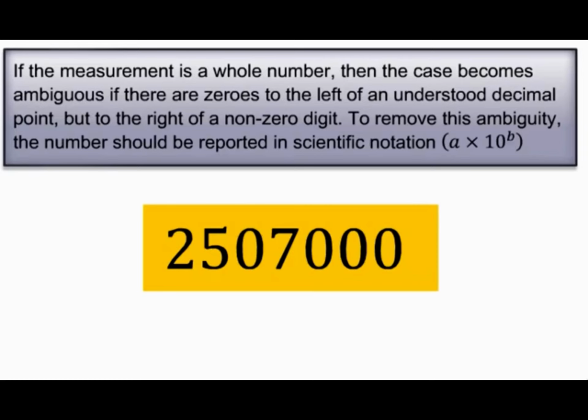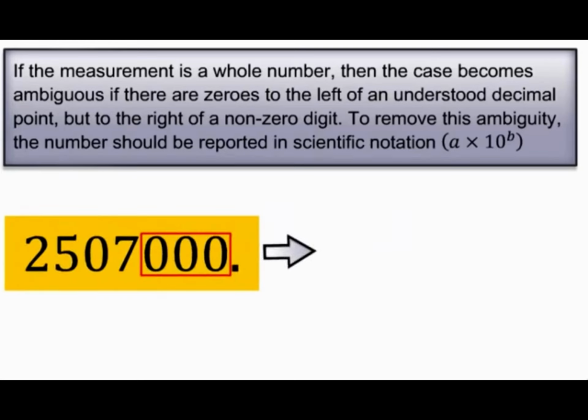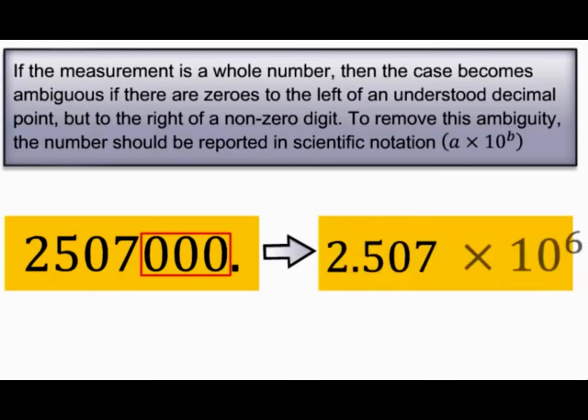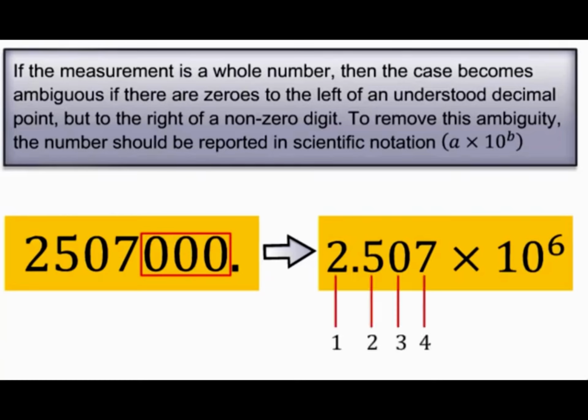However, in this number, there is an understood decimal point, which is usually not written. The rightmost non-zero digit in the number is 7. There are 3 zeros between the 7 and the understood decimal point. We can report this in scientific notation as 2.507 into 10 raised to power 6. Now, the number of significant figures in this number is 4, since 2.507 is greater than 1.